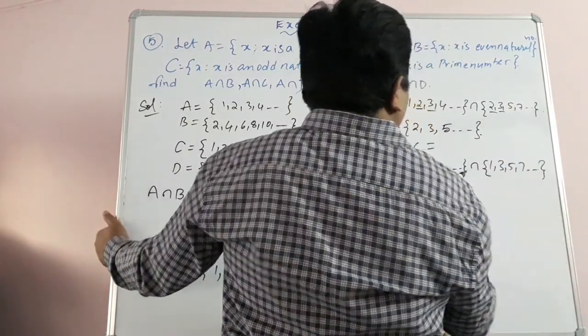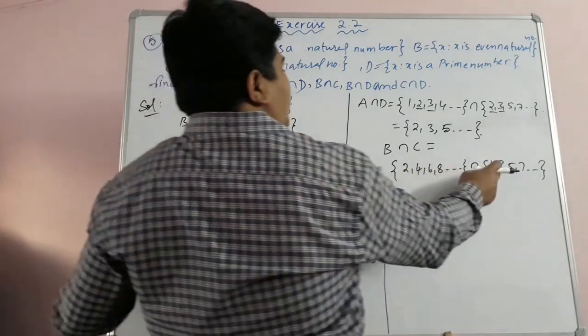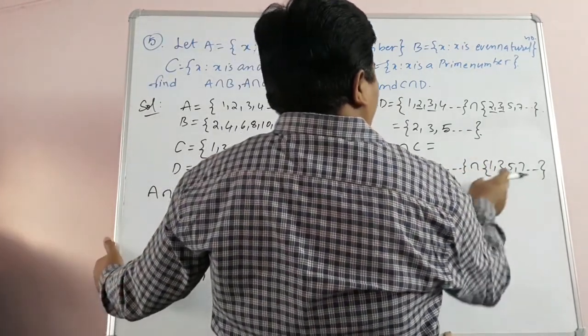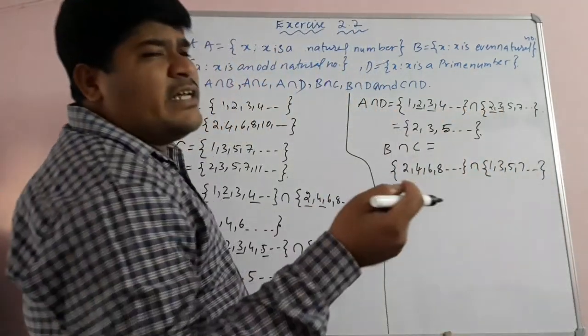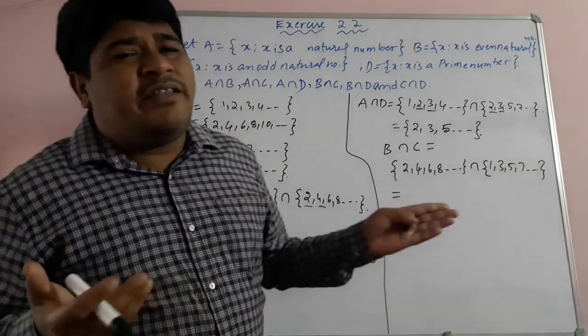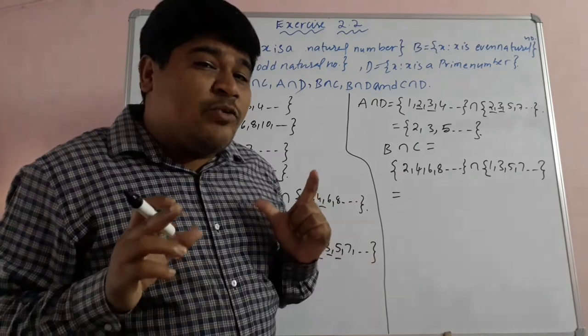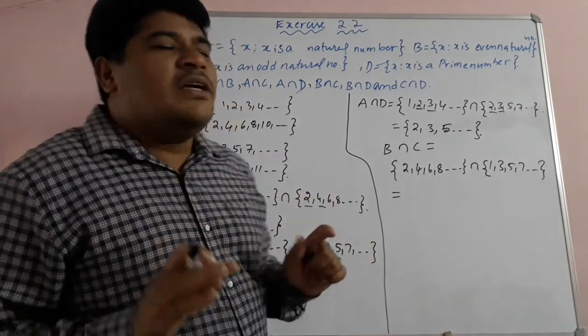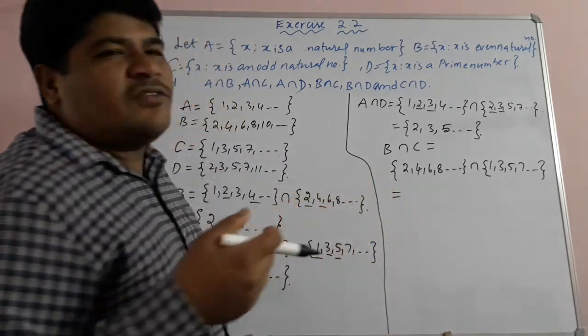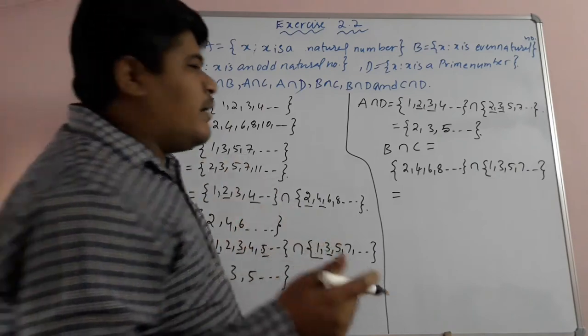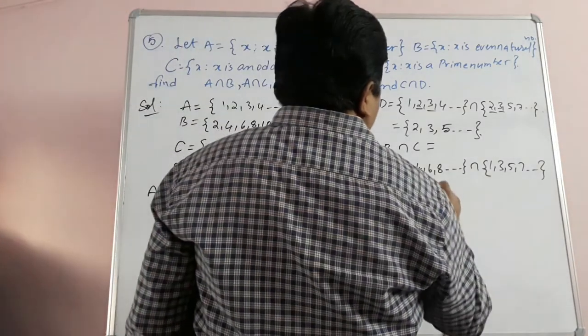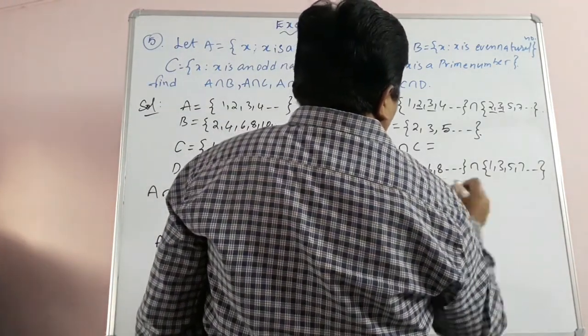Children, is any element there in common? Here 2 is there, 1 is there, 4, 3, 6, 5. So not even one element is in common. If common elements are not there, those sets are said to be disjoint sets. So here you can write the empty set, which is equal to phi, or null set.